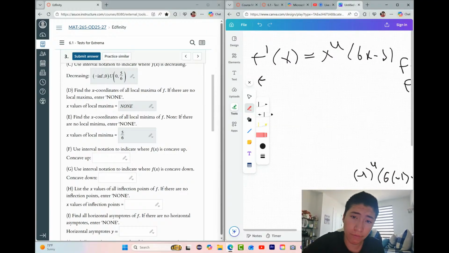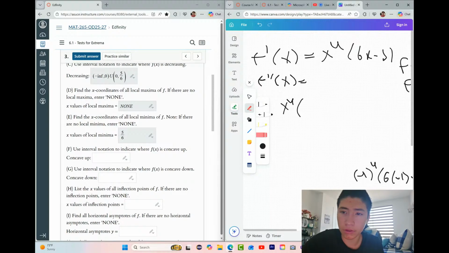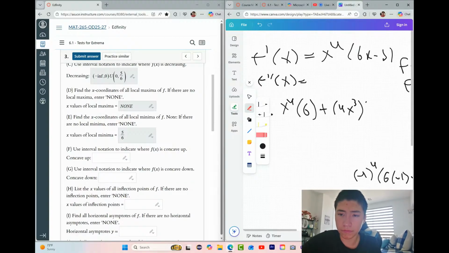So we have f prime prime of x equals 4x to the power of 3. I see. All right, product rule time. So we have x to the power of 4 times 6 plus 4x cubed times 6x minus 5, right? I didn't do anything stupid right here, right?